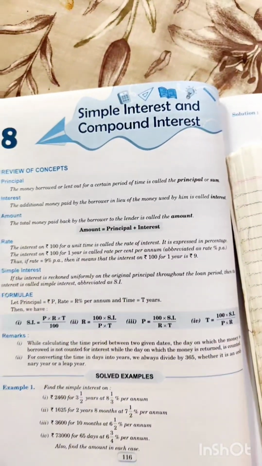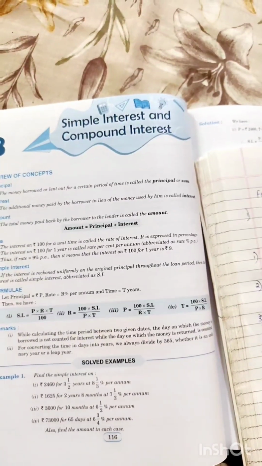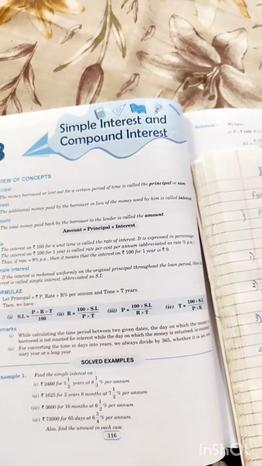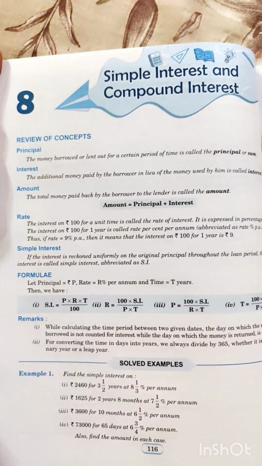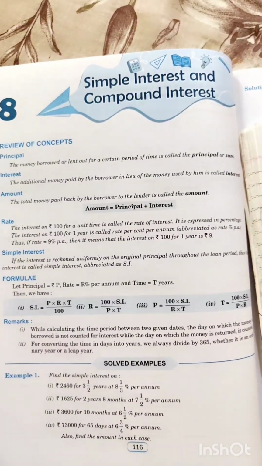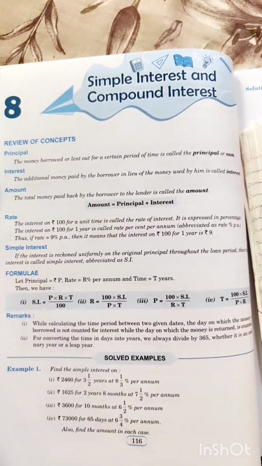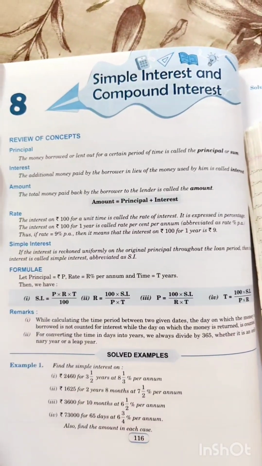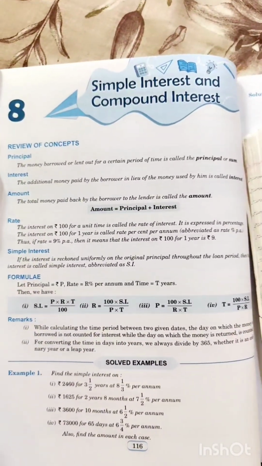So what is principal? The money borrowed or lent out for a certain period of time is called the principal or sum. So a money which is borrowed or lent, that means given or taken out for a certain period of time, is called the principal.